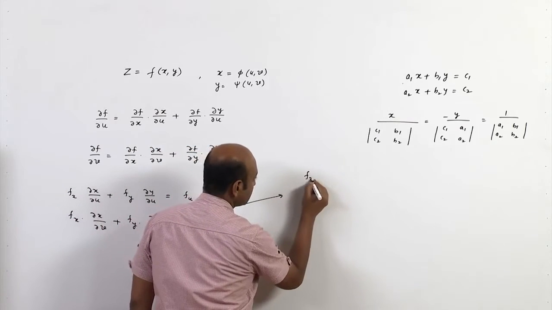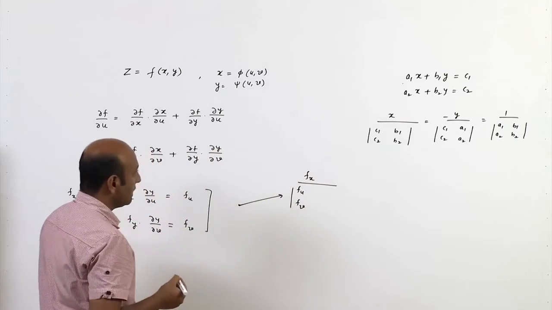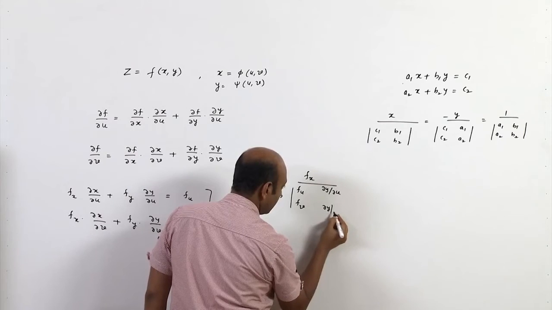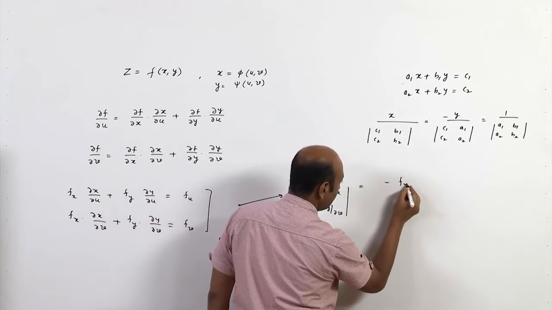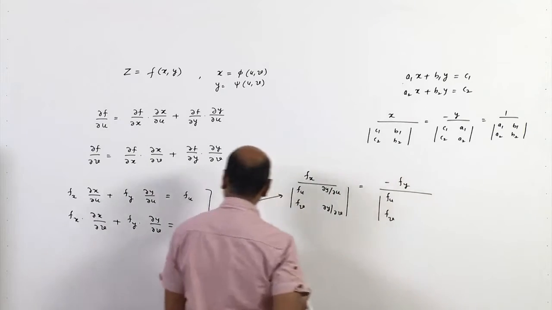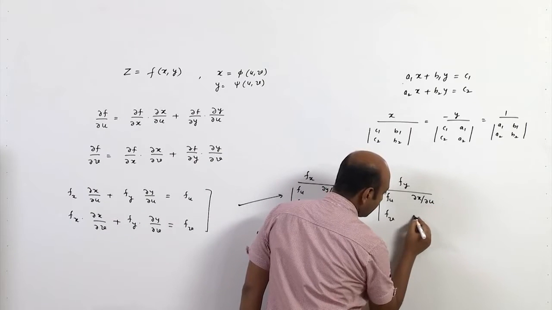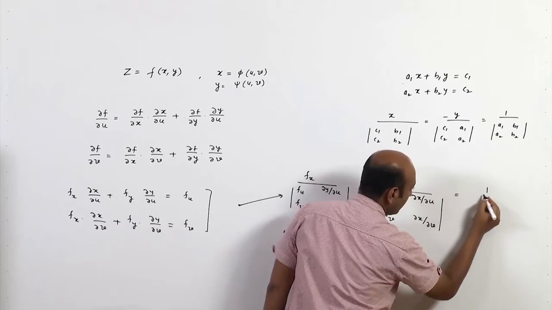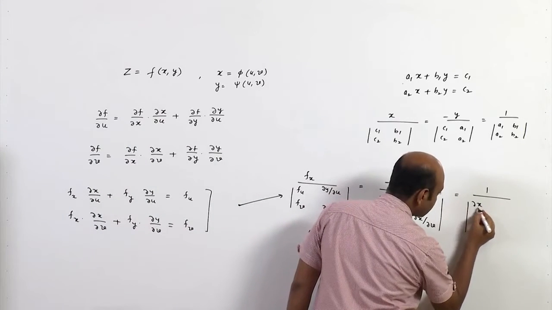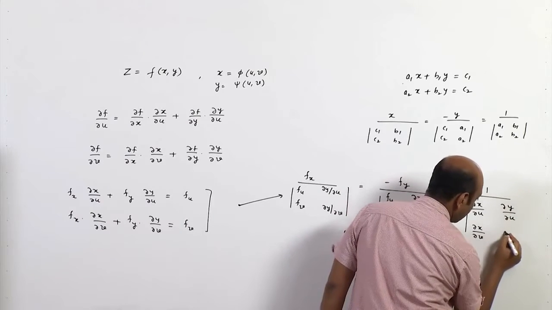Similarly, from these two equations, f x upon determinant of f u, f v, and then del y by del u, del y by del v, is equal to minus f y upon determinant of f u, f v, and then A1, A2, that is del x by del u and del x by del v, and is equal to 1 upon determinant of del x by del u, del x by del v, and then del y by del u and del y by del v.